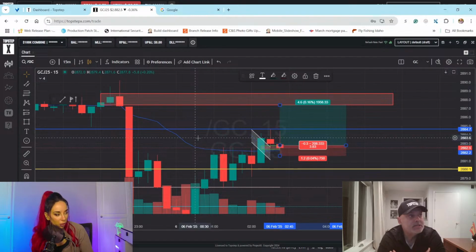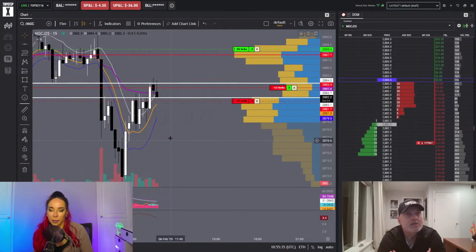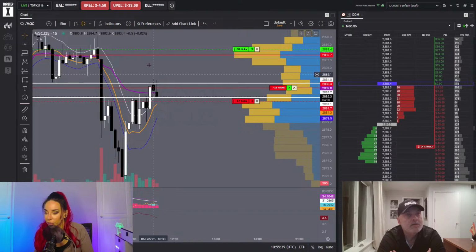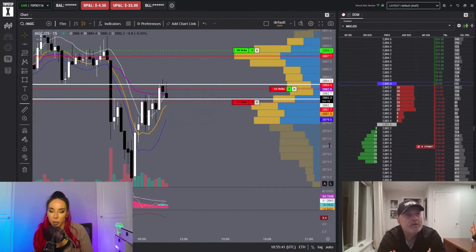So if we break down below 81, where's my stop? It's there anyways, yeah. Okay, so this stop is my invalidation point. So I'll just leave it at that. So yeah, Asia low. See that? Asia low causing trouble. Yep.